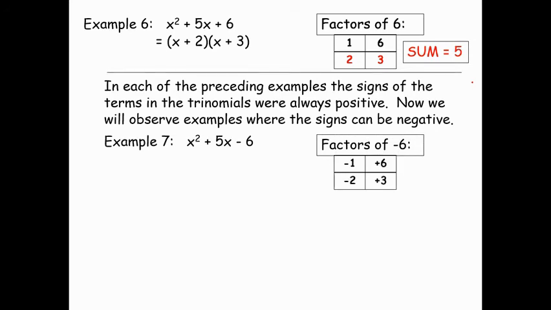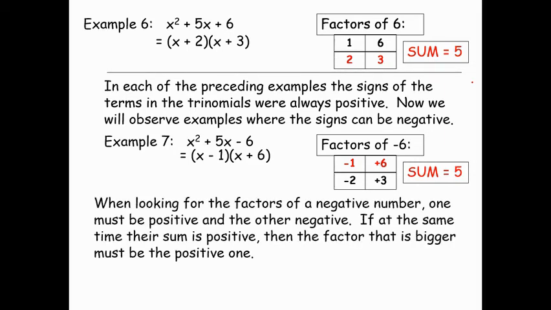Okay? So we need factors of negative 6. So negative 1 times 6 gives me a negative 6. Negative 2 times 3 gives me a negative 6. So which one of these is going to add to be 5? Well, it would be the first one, the negative 1 plus 6. And that gives you the sum of 5. When looking for factors of a negative number, one must be positive and the other one negative. If at the same time their sum is positive, then the factor that is bigger must be the positive one.